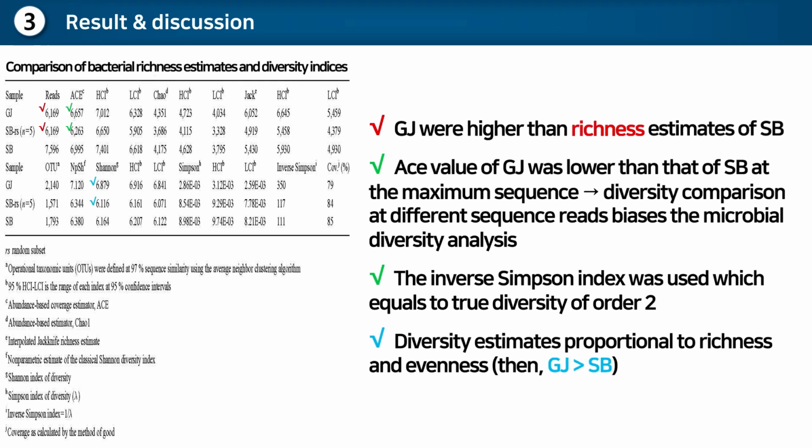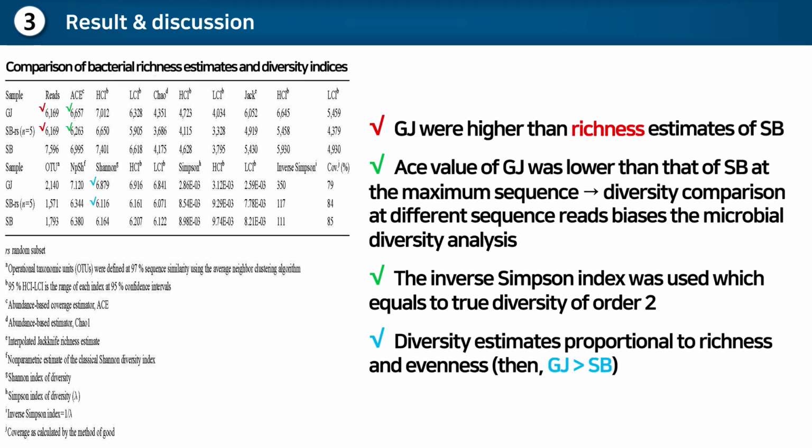As you can see in the table, richness estimates of GJ were higher than those of SB. However, an ACE value of GJ was lower than that of SB at the maximum sequence reads, suggesting that diversity comparison at different sequence reads biases the microbial diversity analysis. And diversity estimates proportional to richness and evenness were higher in GJ and SB as well. Simpson were 7.120, 6.879, and 350 in GJ and 6.344, 6.116, and 117 in SB, respectively.